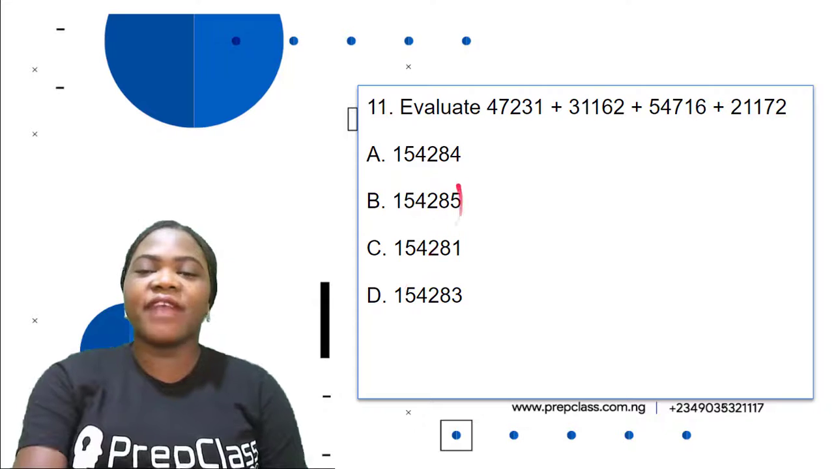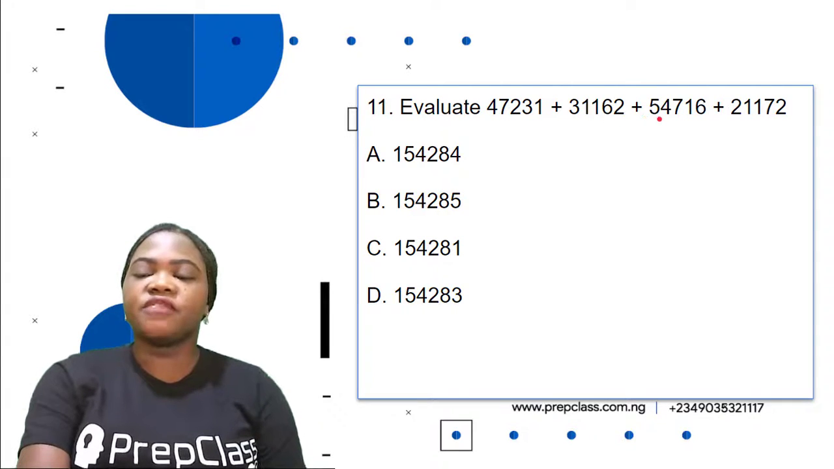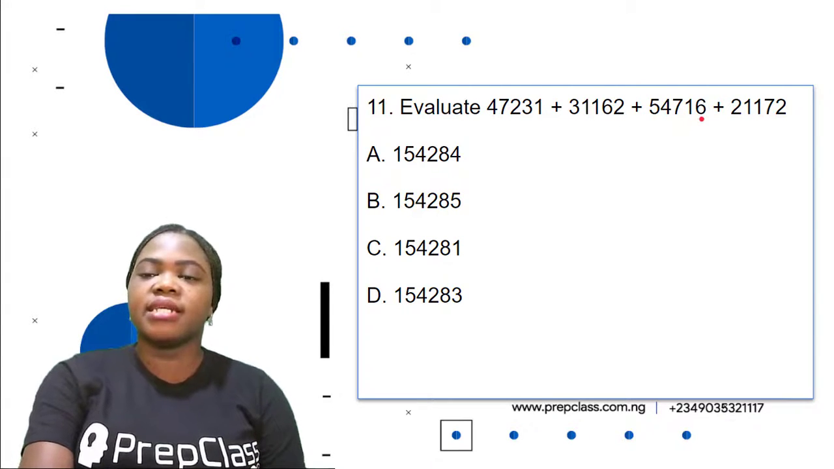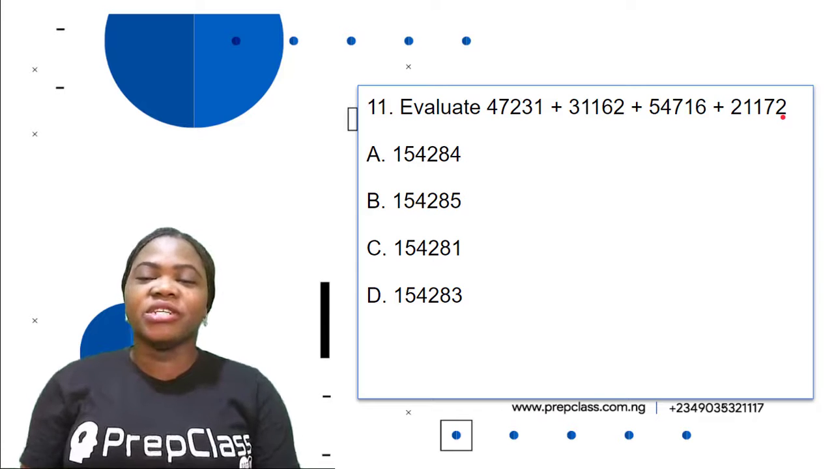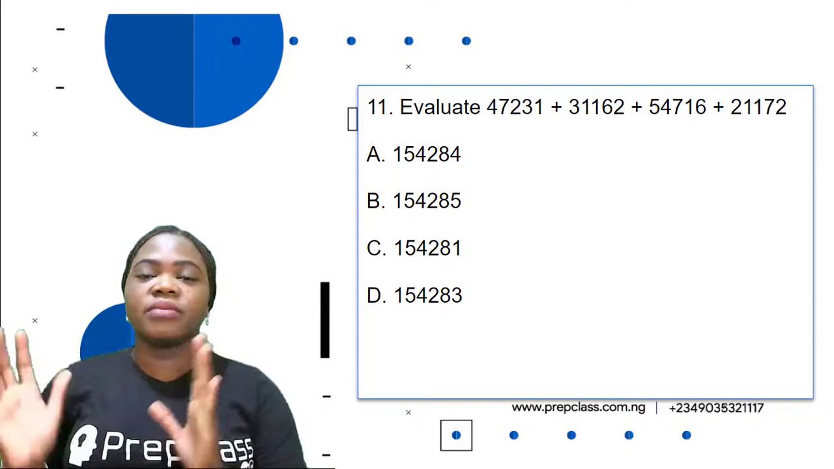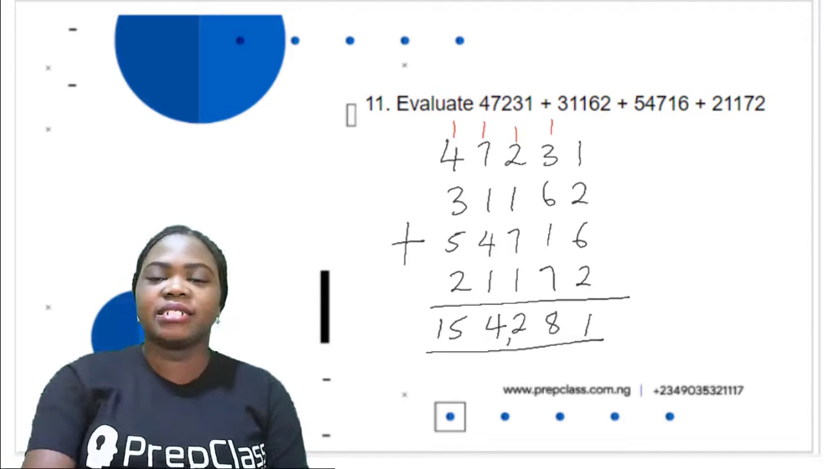Question 11. Evaluate 47,231 plus 31,162 plus 54,716 plus 21,172. Wow, so this is a very easy question. All we have to do is to add up these numbers. Now, write down the numbers and then let's add.